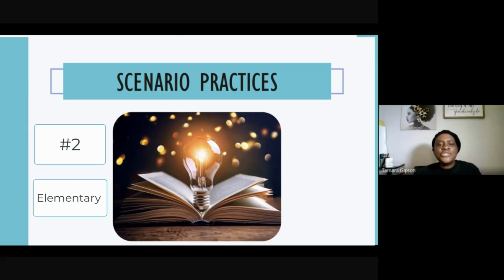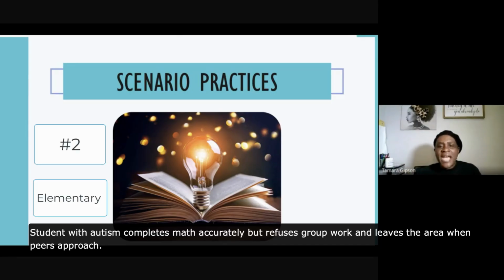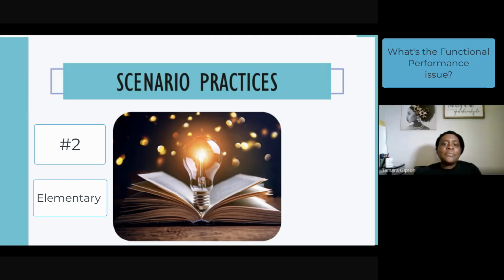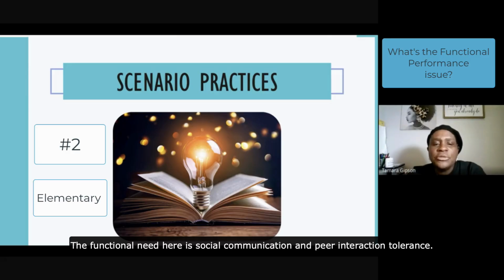An elementary student with autism completes math accurately, but refuses group work and leaves the area when peers approach. What's the functional issue? Because the academic ability is intact. The functional need here is social communication and peer interaction tolerance.